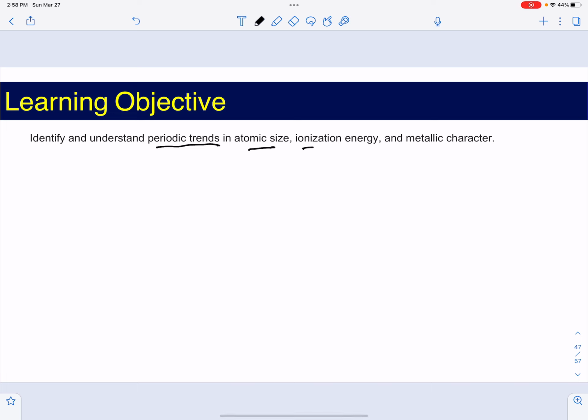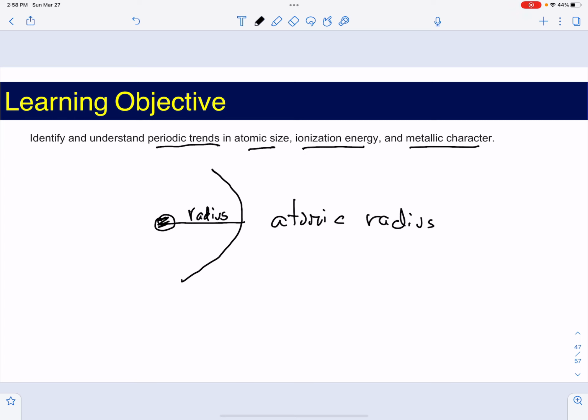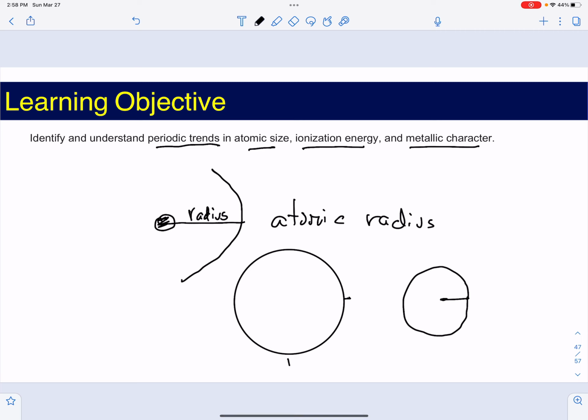specifically about the atomic size, the ionization energy, and the metallic character. The atomic size is nothing more than starting from the nucleus all the way to the valence shell. That radius is what we call the atomic radius. And we can see that something that goes from here to here compared to something that goes from here to here will have an atom being larger than the other. So the bigger the atomic radius, the bigger the atom. And that's going to be based on how many energy levels we have, and other things that we're going to see very soon.